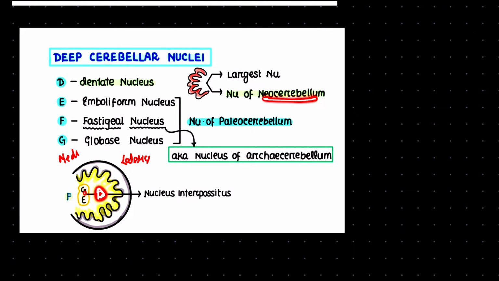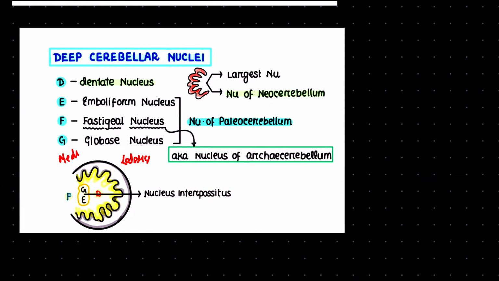Now talking about the globose nucleus and emboliform nucleus, we have them in between the dentate nucleus and the fastigial nucleus. Since these two nuclei are present in between the fastigial nucleus and dentate nucleus, they are called the nucleus interpositus. That means in between the fastigial and dentate nucleus.